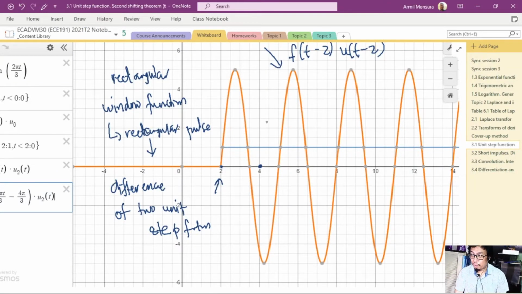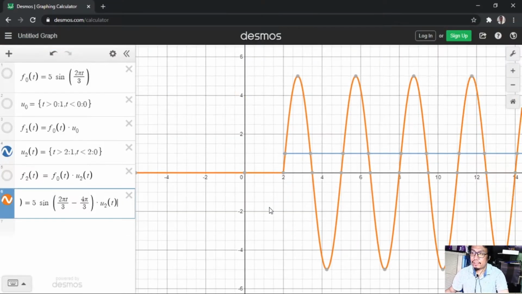Let's say, for example, we want a window function that is non-zero between 2 and 4 seconds. Essentially, we can have a step signal that is delayed by 2 seconds, that's u of t minus 2, and then another signal that is delayed by 4 seconds, that is u of t minus 4. Now, if you subtract these, here's the effect.